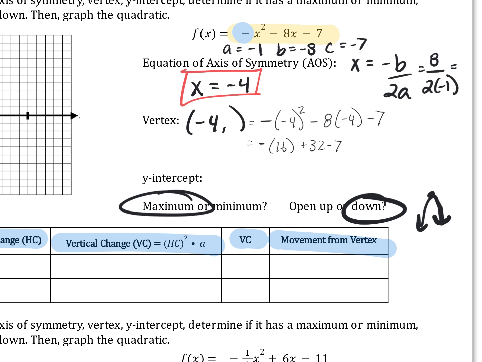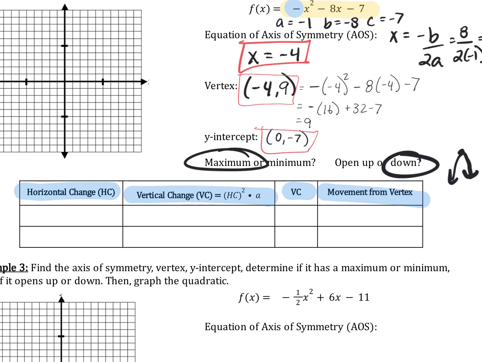Now, I didn't figure this out ahead of time, so I'm going to go ahead and plug it into my calculator. -16 plus 32 minus 7 is equal to 9. So it equals 9. That's my vertex. And then my y-intercept is 0, -7. That's nice and easy. So here's my vertex. Here's my y-intercept.